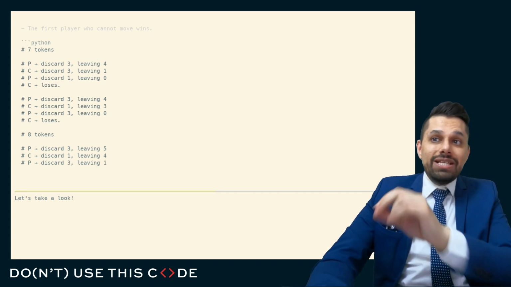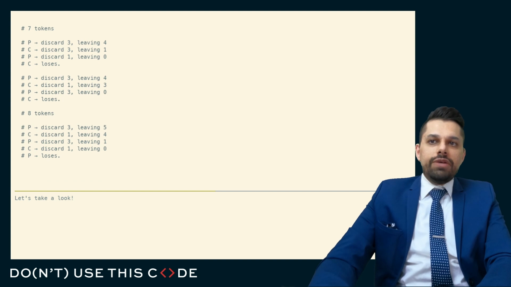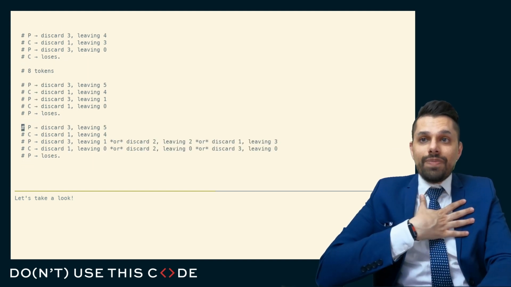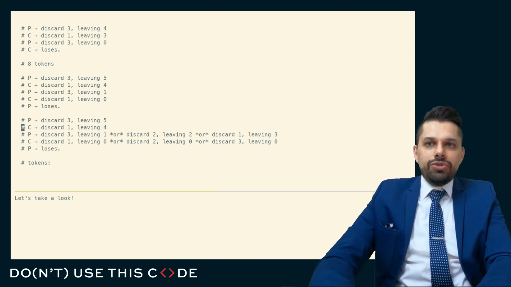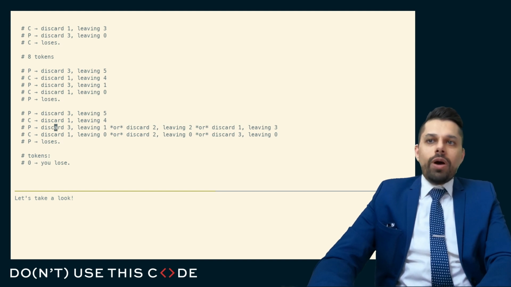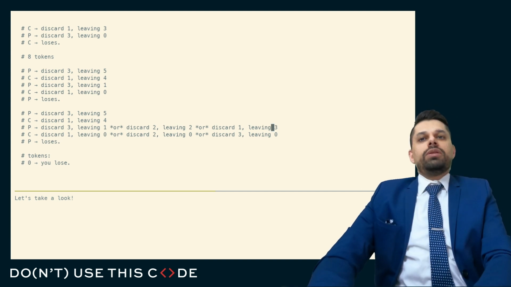If I do this with 8 tokens, I might start by discarding 3, leaving 5. You discard 1, leaving 4. I discard 3, leaving 1. You discard 1, leaving 0, and I lose. And in fact, if we play this out, we might discover that in these latter 2 steps, there's basically nothing that I can do to win. No matter what I do, if I discard 3, leaving 1, discard 2, leaving 2, discard 1, leaving 3, you always have an option to force me to lose.